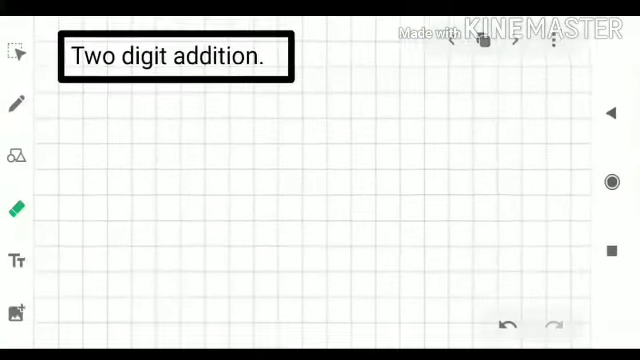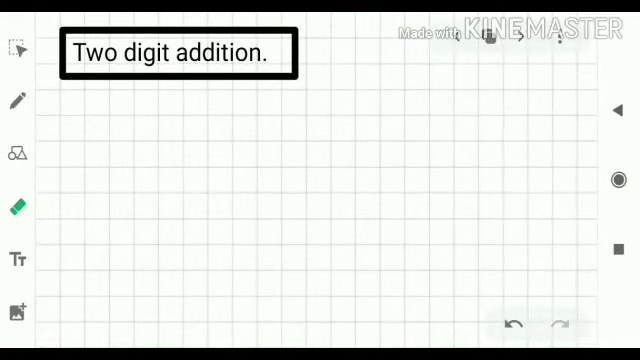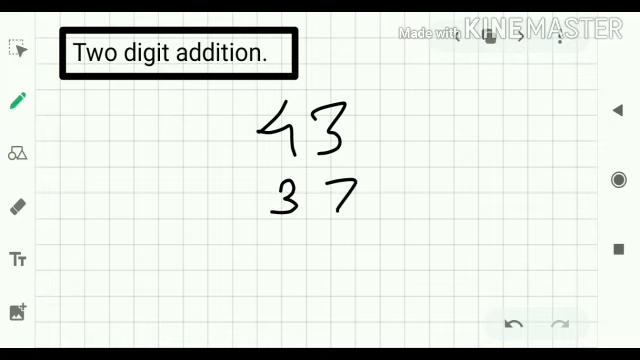Now let us begin with two-digit addition, and it is very clear that we are not going to do single-digit addition. Of course, everybody can do 4 plus 3 and 3 plus 4. That's very clear. So now let us take an example of two-digit addition, and let us see how many of us try to solve these kinds of sums. Suppose we have two-digit numbers, for example, 43 and 37.